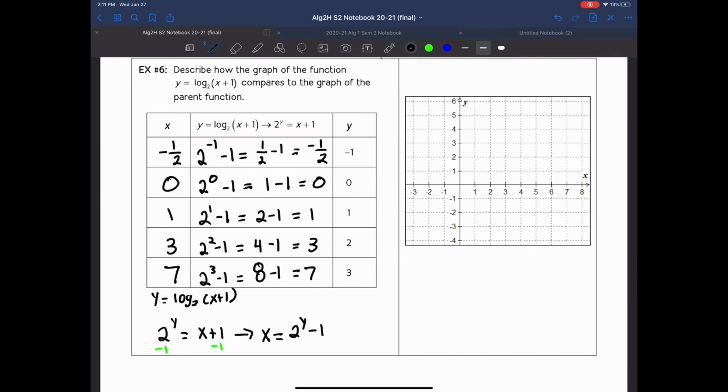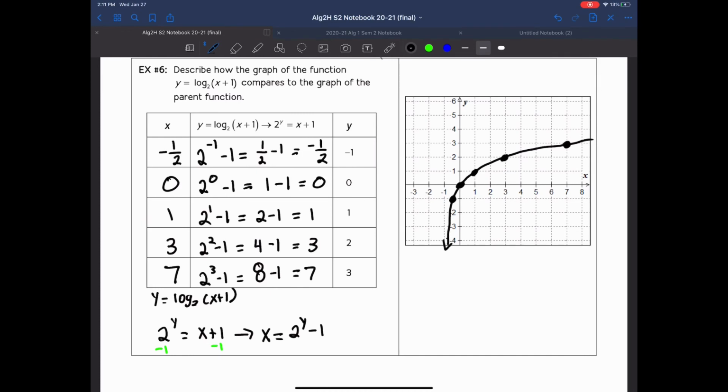Let's go ahead and plot those points. We're going to go ahead and copy those down. So I have negative 1/2, negative 1. Plot that one first. 0, 0, 1, 1, 3, 2, and 7, comma 3. And this is going to be the graph of this logarithm.